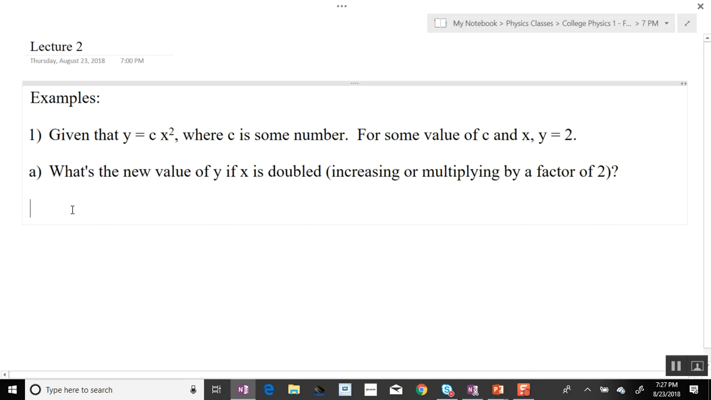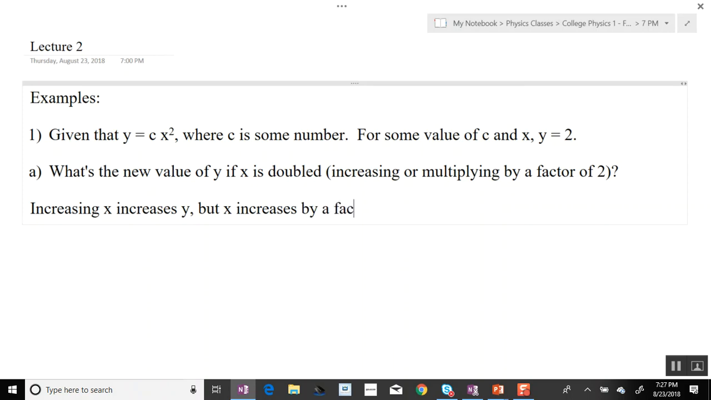Okay, so increasing x increases y, but x increases by a factor of 2. I'm going to do it with a caret because it automatically calculates it. But that's 2 squared, right? A caret means 2 squared. So it would increase y by a factor of 4, right? Everyone gets that, right?